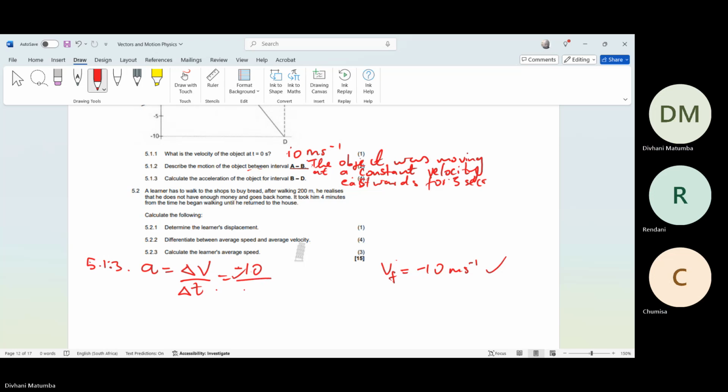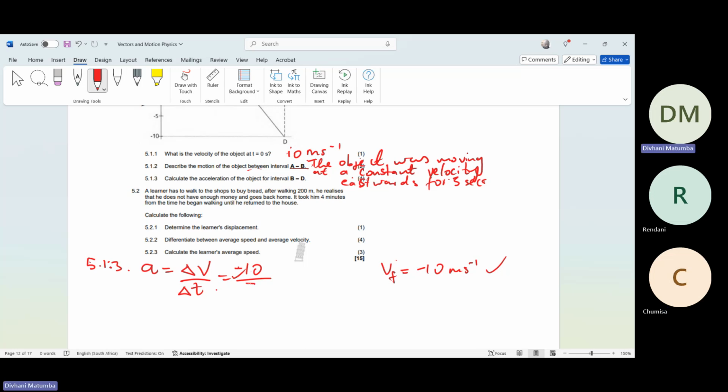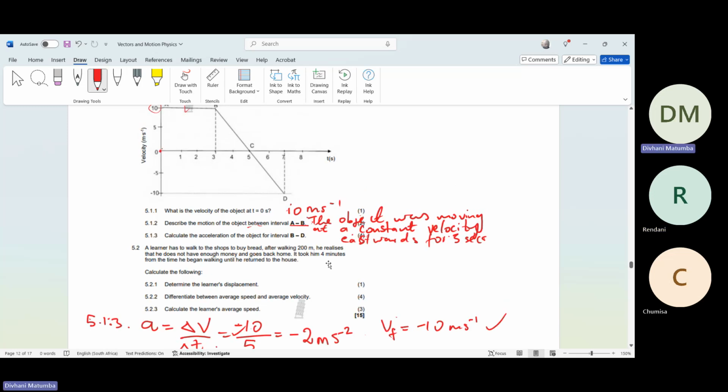You said divided by 5 seconds. Yes, sir. Okay. So this is minus 2 meters per second squared. Rendani, do you agree with that? For 5.1.3. Do you agree with that? Yes. You agree with the answer?